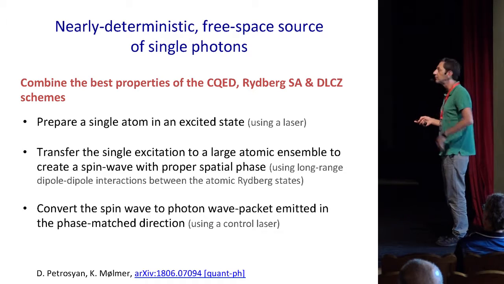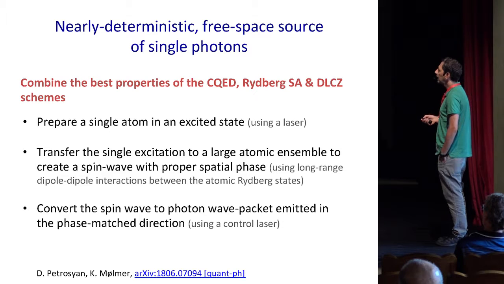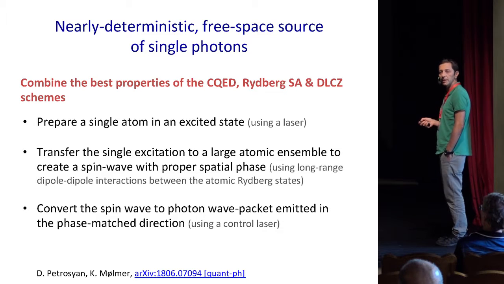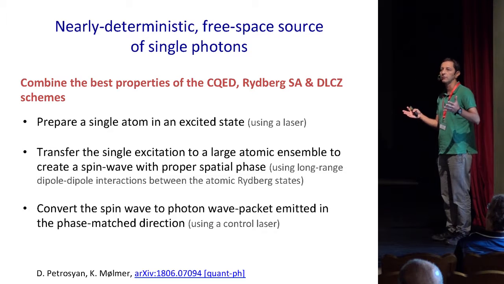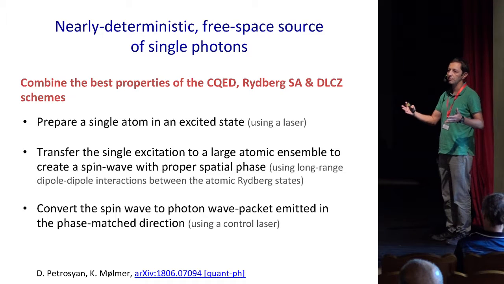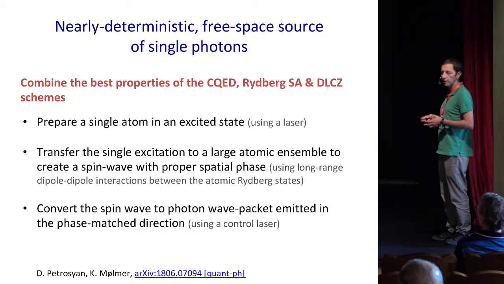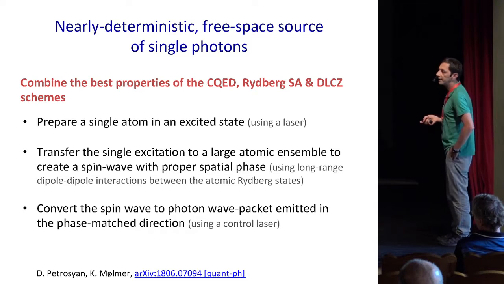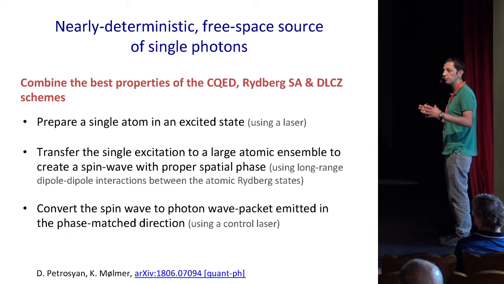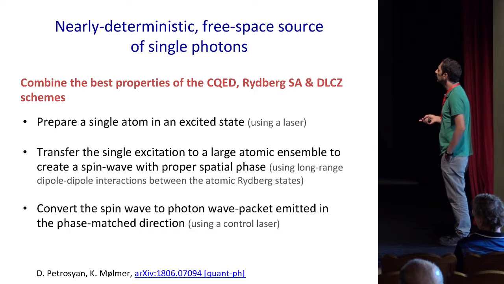Now I don't want to use a cavity, all right? So instead, I want to transfer this single excitation, now it's sort of a deterministic single excitation, to a large atomic ensemble using some long-range interaction. And by transferring it, I create a spin wave, a delocalized spin wave, in the large atomic ensemble. So I don't create the spin wave in the ensemble, I transfer the single excitation to the ensemble, okay?